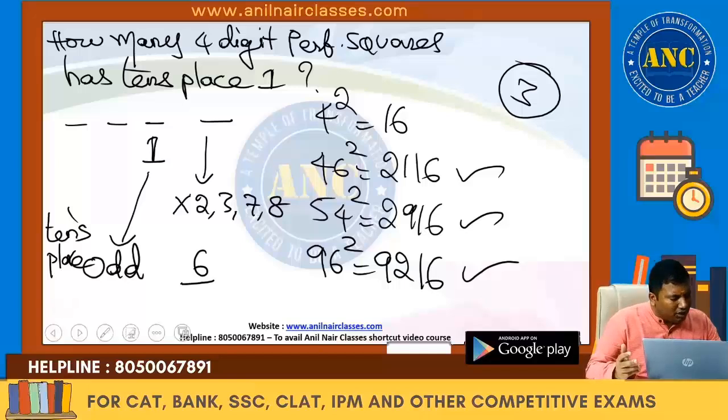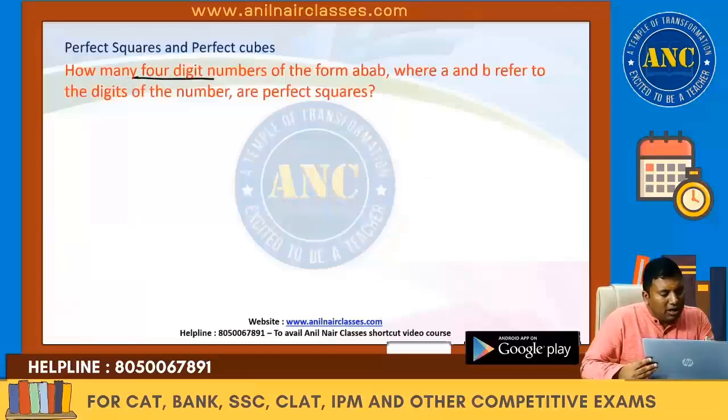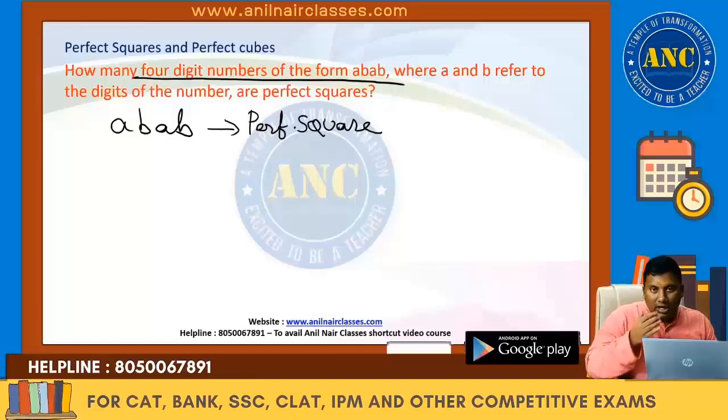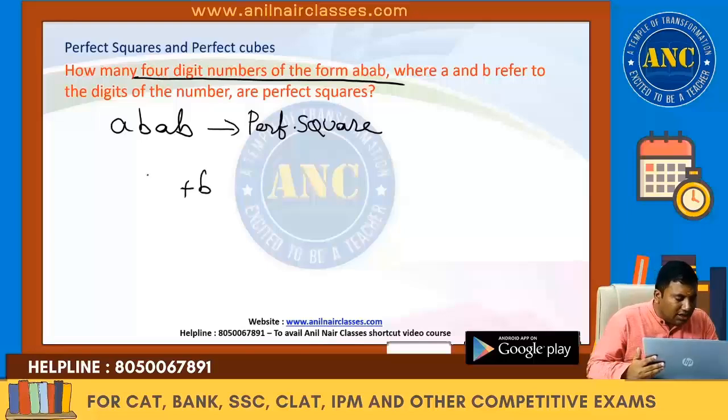Next is also a beautiful question, sir. How many 4-digit numbers are of the form ABAB, where A and B refer to the digits of the number, and the number is a perfect square? Now listen carefully. B is in the units place, A is in the tens place, B is in the hundreds place, A is in the thousands place.